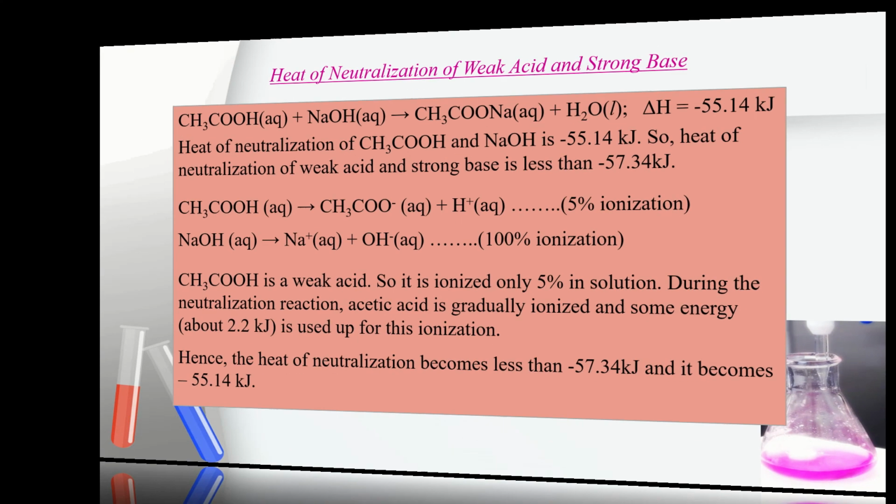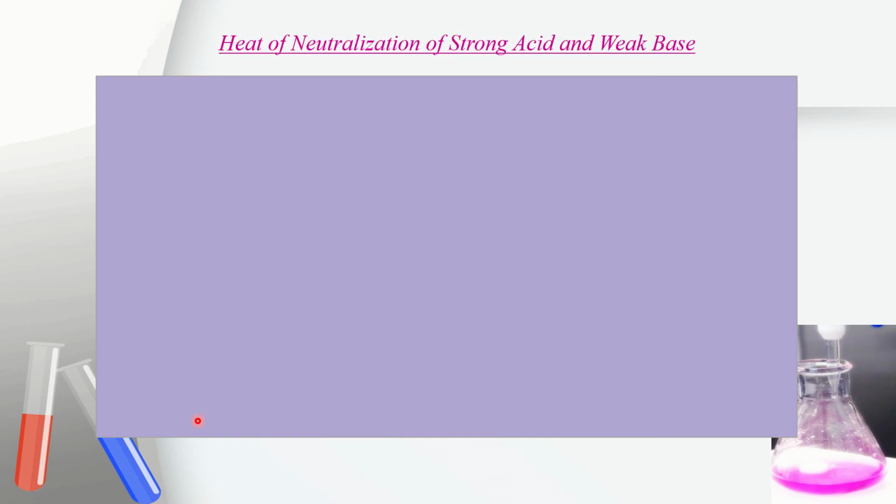Now, heat of neutralization of strong acid and weak base. The same phenomenon occurs here. Here also the acid is ionized 100% but the base is not. The ionization of the base is less. So some amount of energy is absorbed by the base to ionize it. And so the net energy, or the total energy that is produced in a neutralization reaction, which is called the heat of neutralization, is less than minus 57.34.